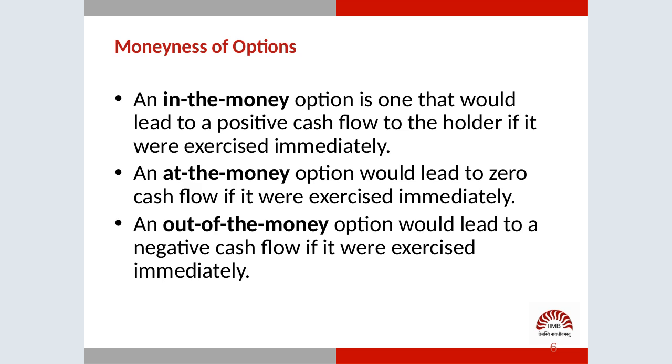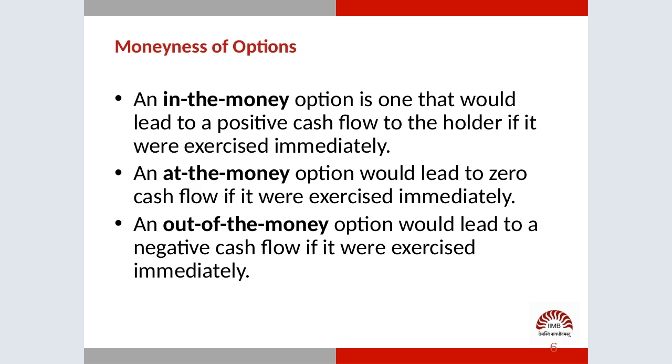For a put option to be immediately exercised and money to be made, ST has to be less than X. And that is when it will be in the money. If ST is equal to X, the strike price, then the option is at the money. And if ST is greater than X, it is out of the money.